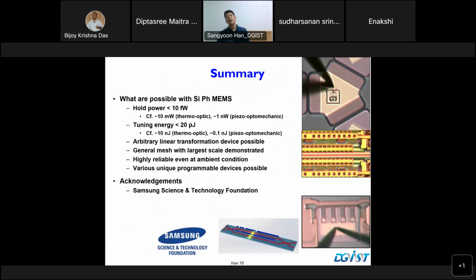This is my last slide. The take-home message I would like to give you is that by using MEMS, you can do compact, very low loss, and ultra low power operation of programmable photonic circuits, and you can have a large degree of freedom to build many types of programmable photonic circuits. Thank you for listening.